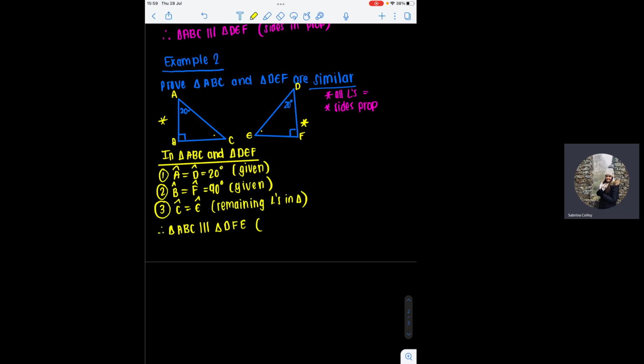Now I need to give a reason for why I said it's similar. So we either give that sides are in proportion or that all corresponding angles are equal. Now in this case, we proved that all corresponding angles are equal. So I'm going to say angle, angle, angle. So AAA stands for those three angles are exactly the same.